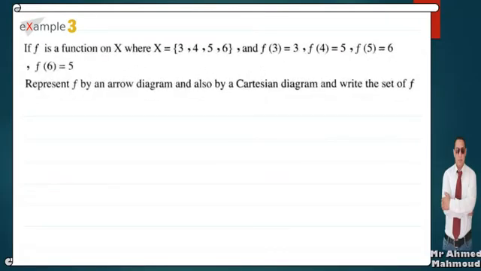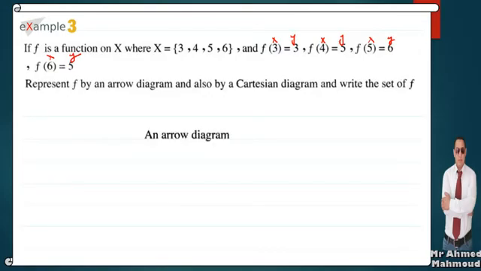If f is a function on X, where X equals 3, 4, 5 and 6, and f of 3 equals 3. Don't forget, f of 3 means 3 is x and this one is y. F of 4 equals 5, this one x and this one y. F of 5 equals 6, this one x and the 6 is y. And here 6 is x, 5 is y. F of 6 equals 5. Represent by an arrow diagram and also by Cartesian diagram and write the set of f.